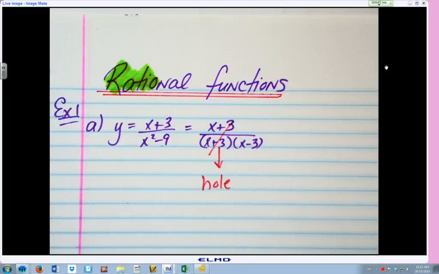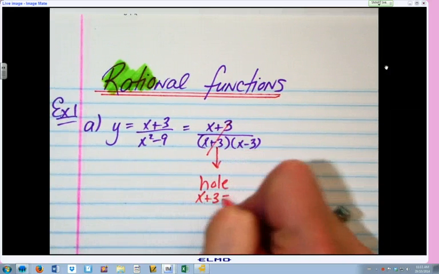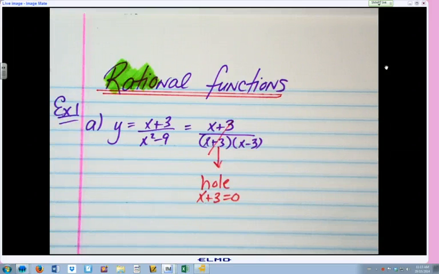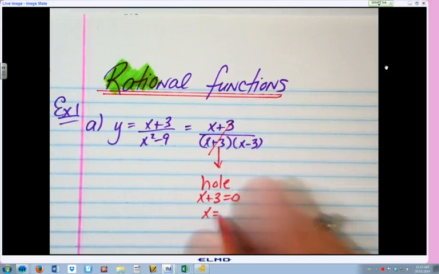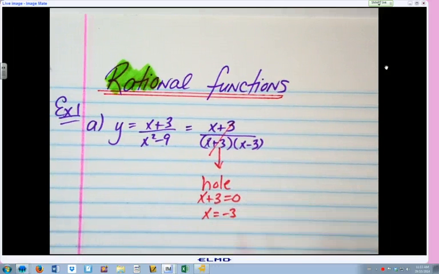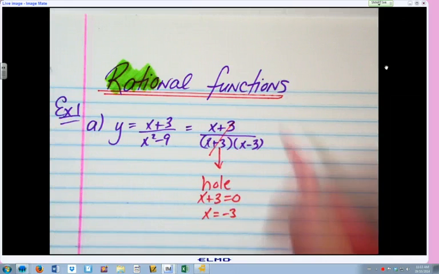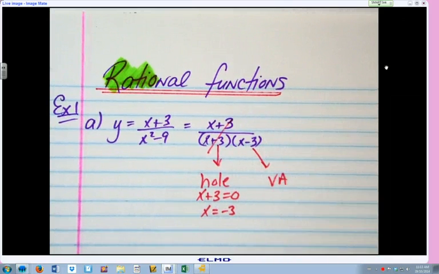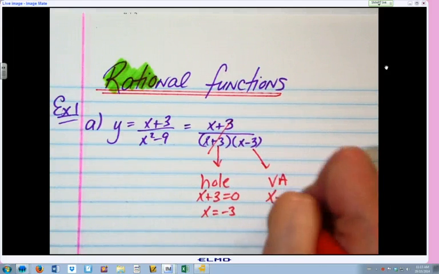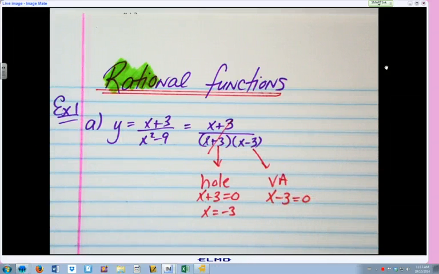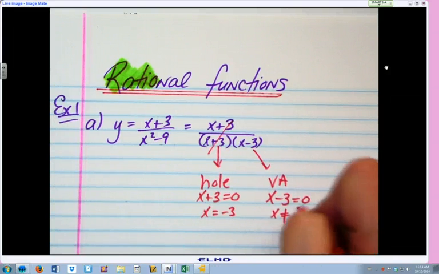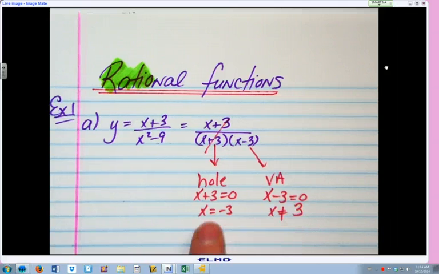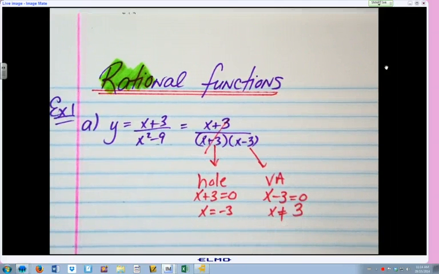Where does it occur? Well, we solve that binomial. So if we take x plus 3 and equate it to 0, so just like we solve regular equations, x is going to equal -3. That tells you on the graph, wherever x is -3, there's going to be that hole. If it doesn't cancel, that tells you it's a vertical asymptote. Where is it? Well, we set it equal to 0, just like we do with equations and solve. So we say x cannot equal 3. Remember, for asymptotes, we write cannot equal. We don't care about holes. But asymptotes, we write cannot equal because it doesn't exist.